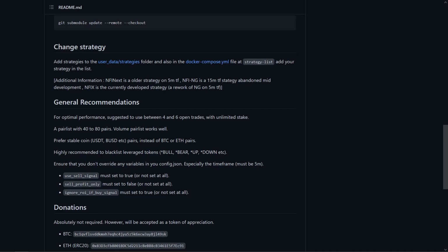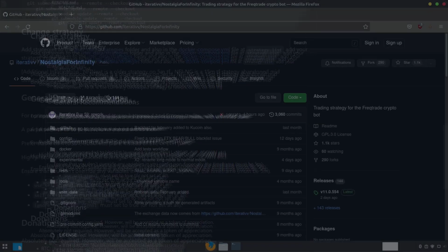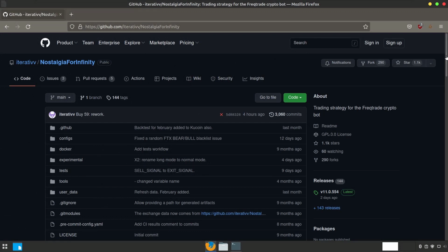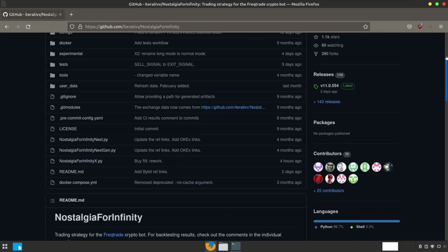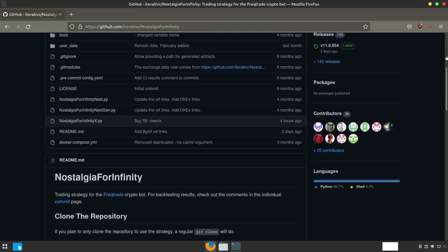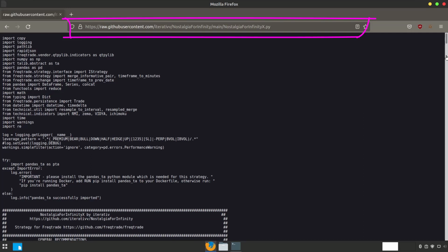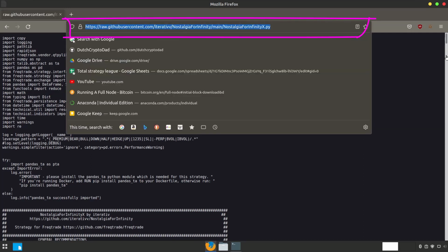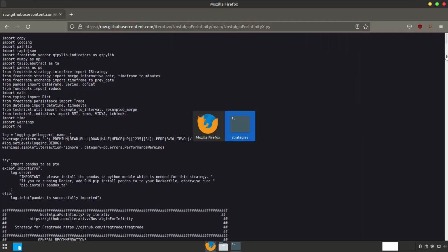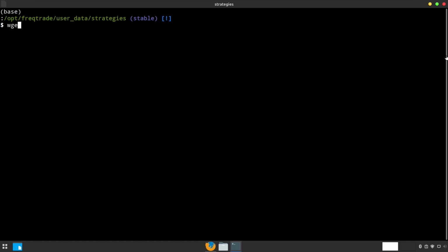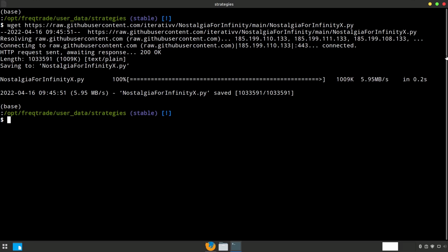Now downloading the script is pretty easy when you use wget. Just go to the GitHub repository of the strategy and a little bit down you can see the 3 Python files with the code. In this case I'm going to use the NFIX code, so just click on it and select the raw button to copy the URL. Then in the strategies directory of your Freqtrade installation type wget and paste the copied URL behind wget and then click enter. This way you can download the file directly to your computer.